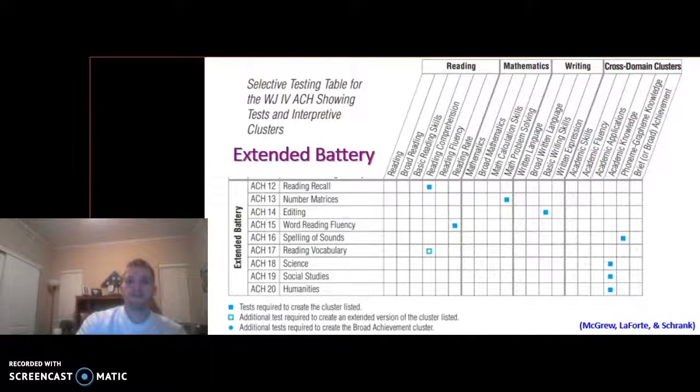And here is a table for the extended battery showing, again, the interpretive clusters for reading, mathematics, and writing for that extended battery.